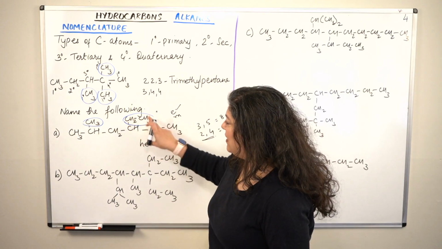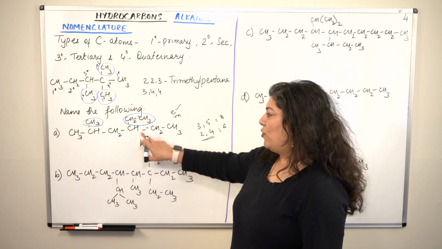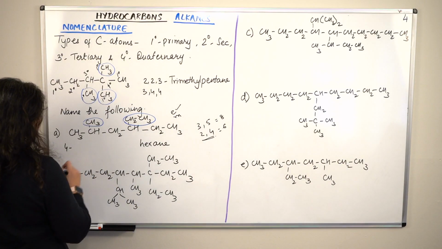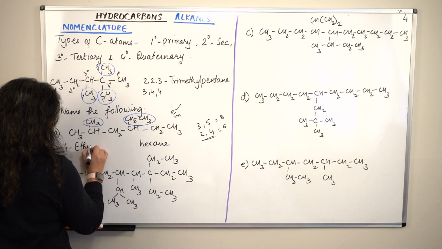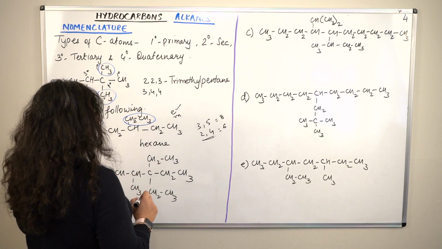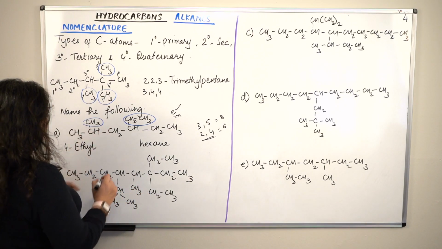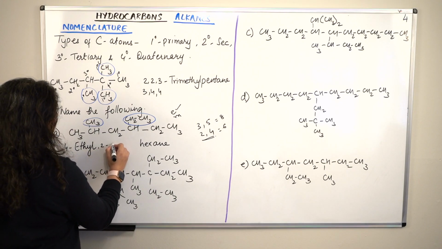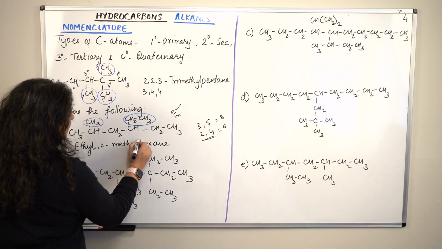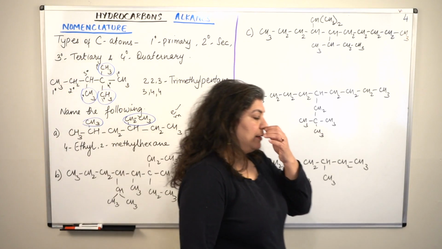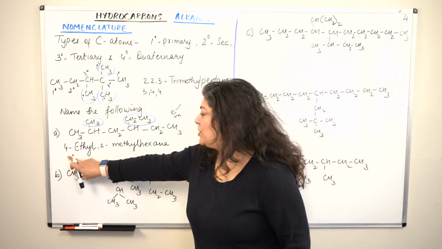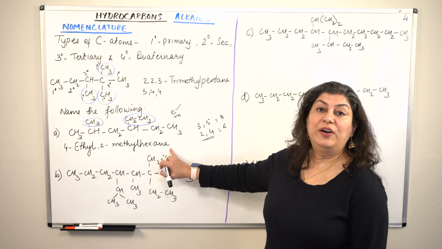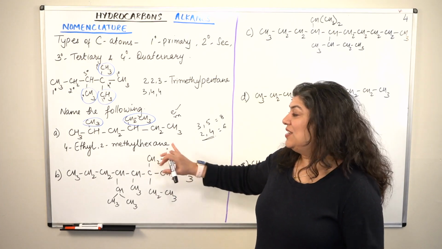So if I have to write ethyl first, what is the locant for ethyl? Ethyl is on the fourth carbon. So I'll write 4 hyphen ethyl. The name always starts with a capital letter. 4 ethyl. Then you write 2 methyl hexane. There should be no gap between the methyl and the hexane. So it is 4 ethyl 2 methyl hexane. That is the name of your hydrocarbon. Is it clear? So how we did it?